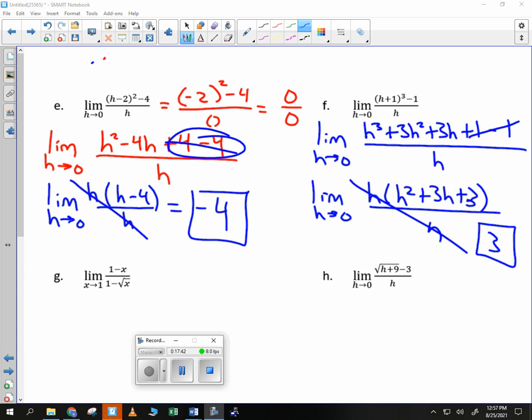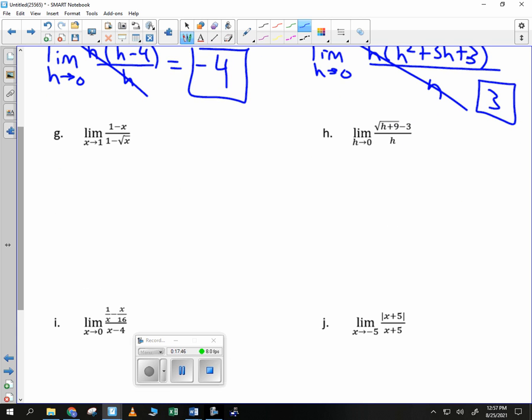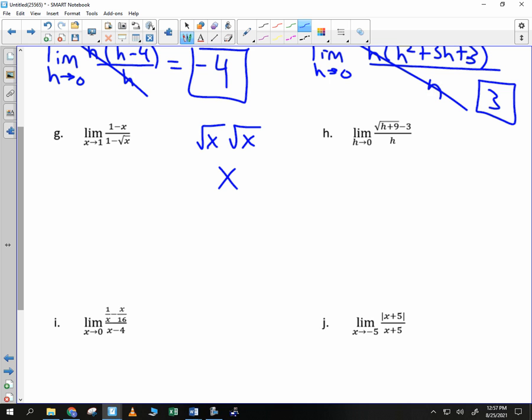I've got 3. Good. All right, let me show you a nice technique here. G looks pretty difficult, doesn't it? I need you to wrap your brain around something, namely this. Does anybody know what the square root of x times the square root of x is? Can everybody appreciate that that's just x?